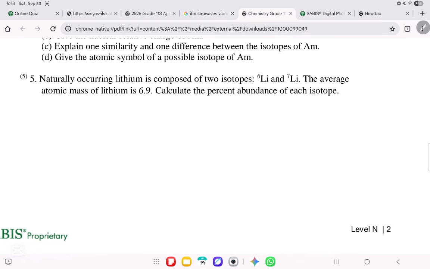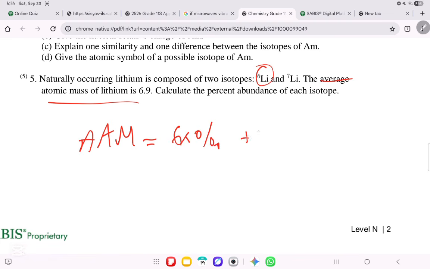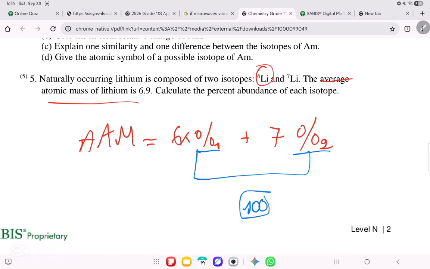So how do we do this? We said to calculate the average atomic mass, AAM, it's equal to what? It's equal to the mass multiplied by its percentage plus the mass multiplied by its percentage. But what do we also need to know? We need to know that this percentage and this percentage, or if you have more, all of the percentages added together will give us a total of 100.